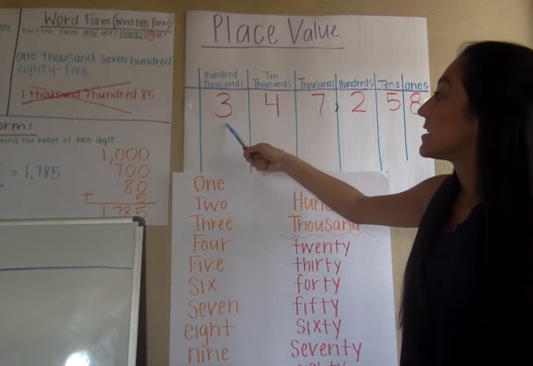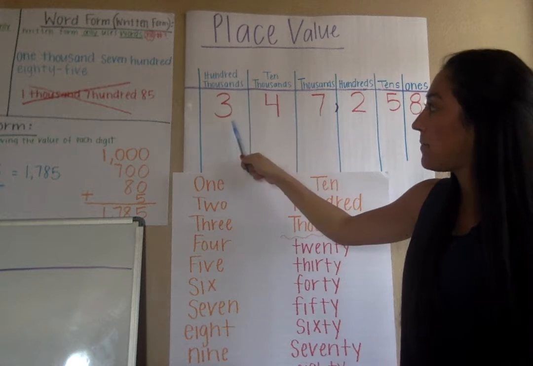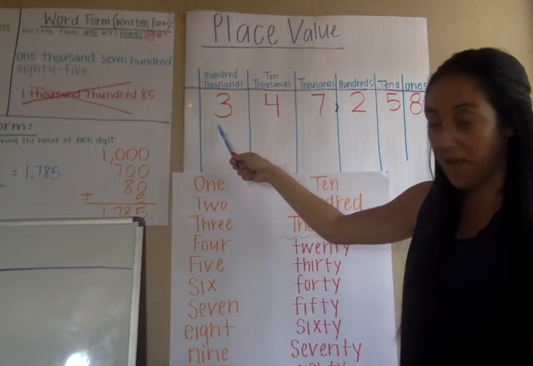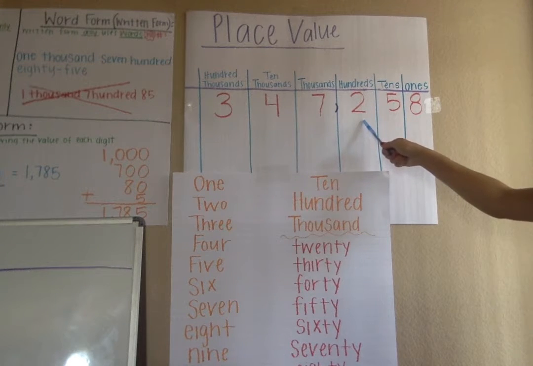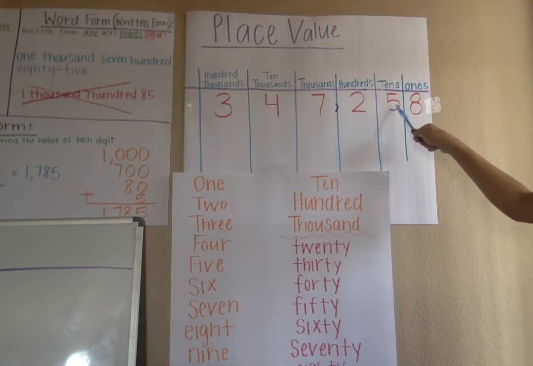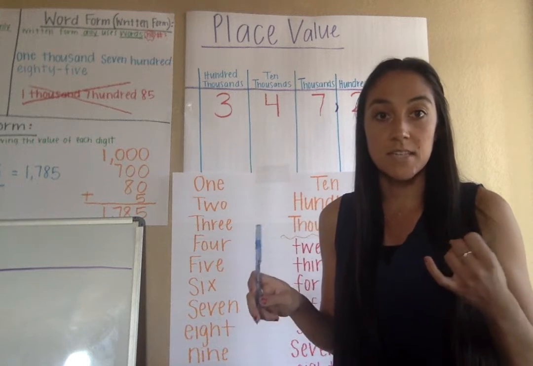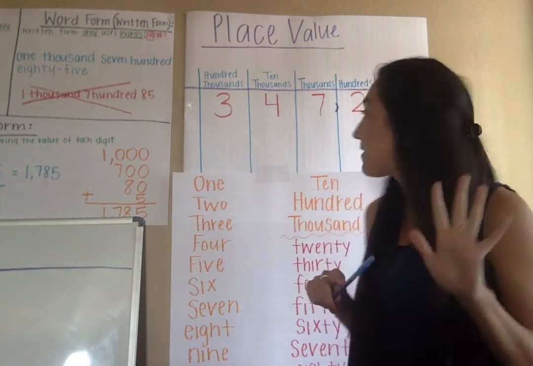As well as this 3 is because it's in the 100,000 column, this is a placeholder for 300,000. The 2 is for 200, the 5 is for 50, or 5 tens. You can figure that out by counting by tens as well. 10, 20, 30, 40, 50, and then you're at 50.